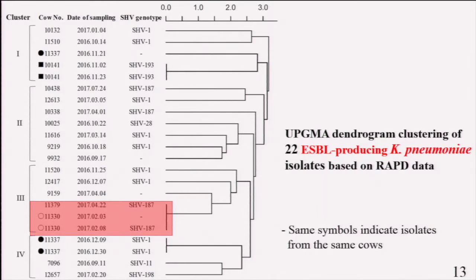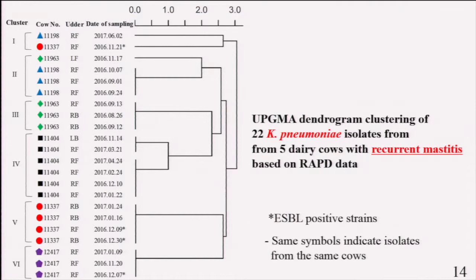So we focus on the long period of the infection of the Klebsiella pneumoniae. So we further selected the 22 Klebsiella pneumoniae isolates from the fatally ill cow that have the recurrent mastitis. Most of the results show that each cluster is from each cow with some minor difference. But the most interesting thing is we found that the longest period of the Klebsiella pneumoniae infection can be on the same cow for 5 months.